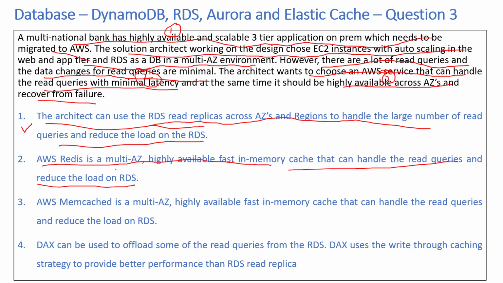So it seems to tick all the boxes. So this is a good solution. Now let's look at the third one. AWS Memcache is a multi-AZ, highly available, fast in-memory cache that can handle read queries and reduce the load on RDS.